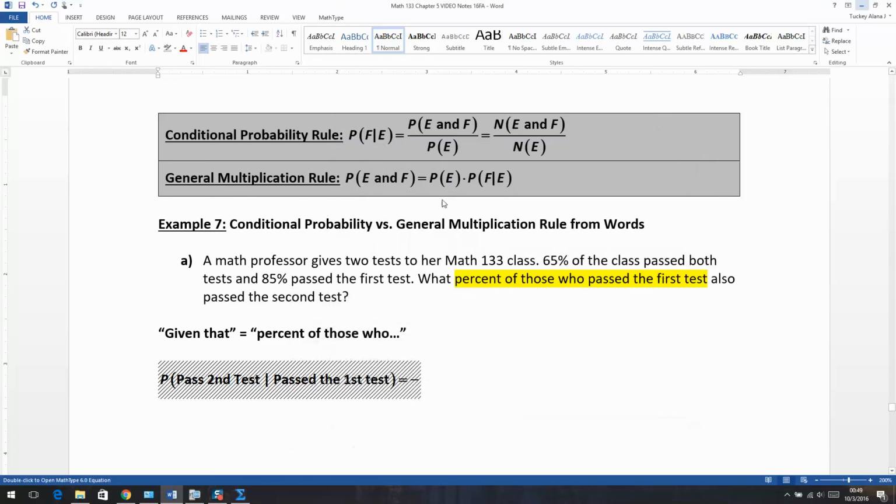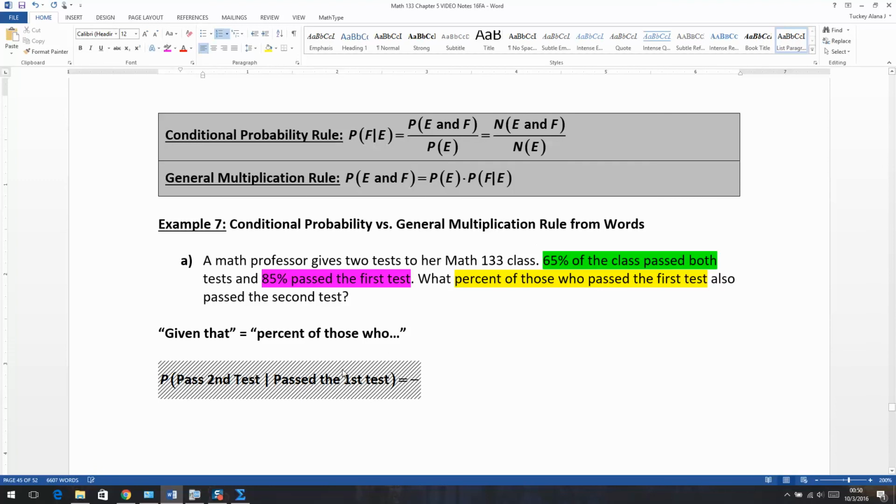So let me highlight those parts for you. Here's the percent that pass both. That's your numerator. I'll make it a color. How about green? Right, there's your numerator. And then right there is the passing the first test. That's the denominator. That's the given part, and I'll make that pink.